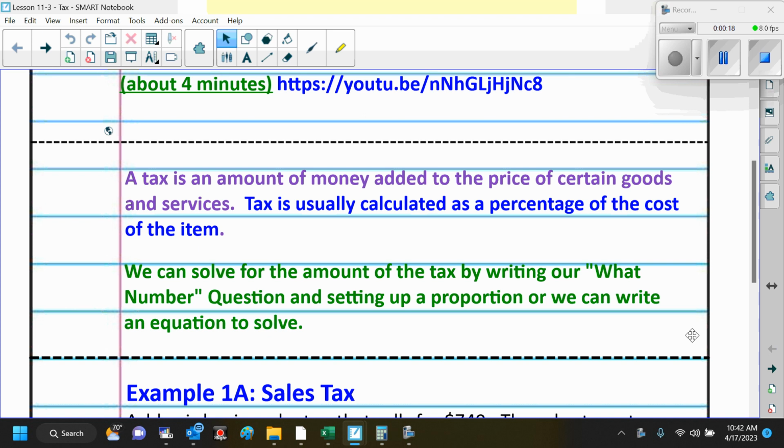It says a tax is an amount of money added to the price of certain goods and services. Tax is usually calculated as a percentage of the cost of the item. So the other way that we can solve for the amount of tax is by writing our what number question, okay, and setting up a proportion, okay?